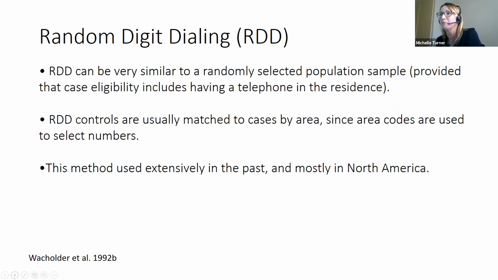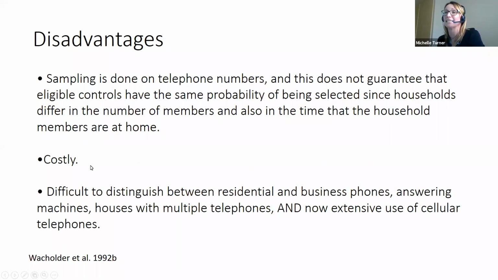Random digit dialing, we've already mentioned. This has been used in different studies, mainly in the past and more so in North America. And again, this is very costly. It usually requires a lot of telephone calls to get a participant. Now, this paper was written before the mobile phone use explosion, and now with mobile phones and people having multiple phone numbers, personal phone numbers, household phone numbers, or no household phone at all, I don't know if random digit dialing is very practical anymore in many settings.